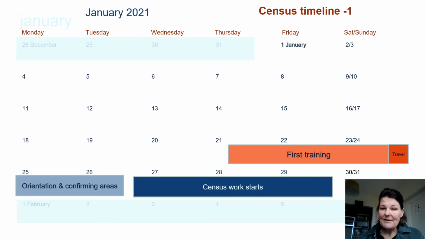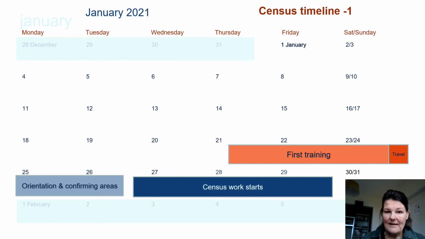Here you see the timeline. So the red bar is where we are at the moment, in February, and then there will be 2 days of orientation. Once you get back to where you will be working, in those 2 days you will confirm the area and that you can see the outer limits and if everything is in order. And then on January 27th, and that's a Wednesday, your census work will start.